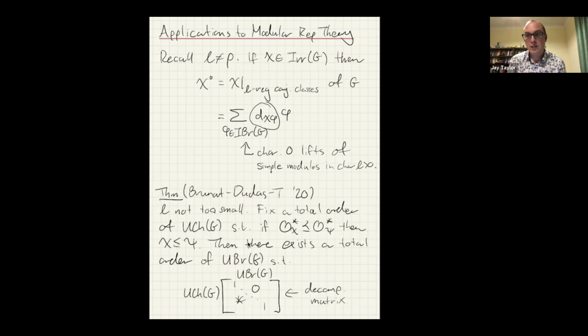And once you have this property about multiplicities inside projective representations, it's very straightforward to deduce that you have this corresponding property on the decomposition matrix just from Brauer reciprocity.